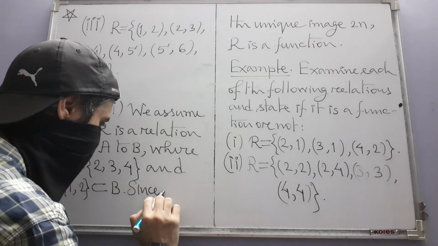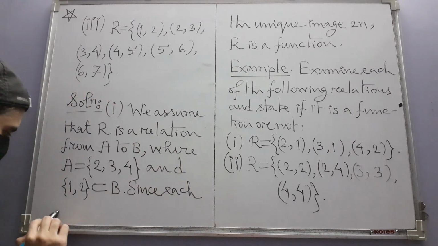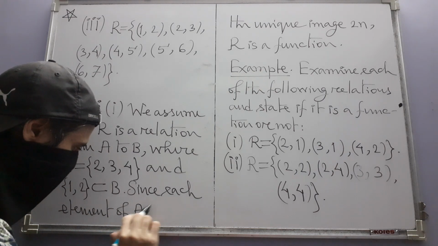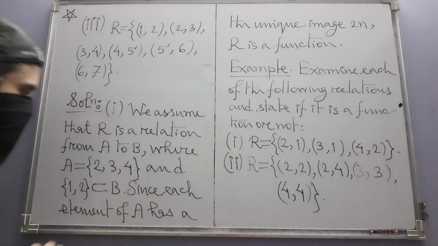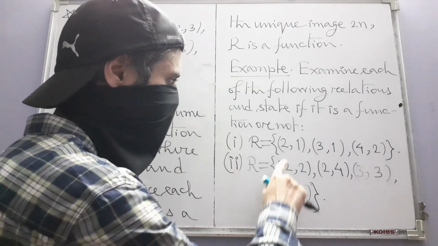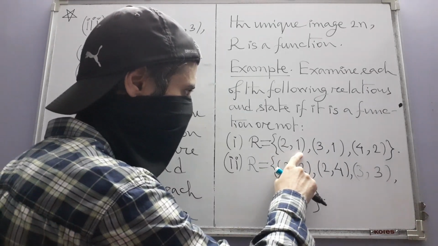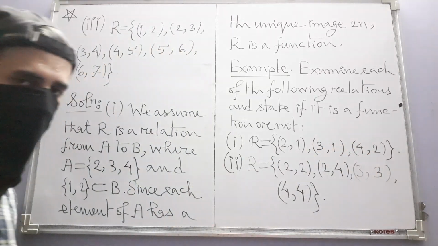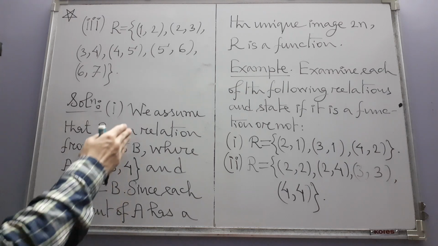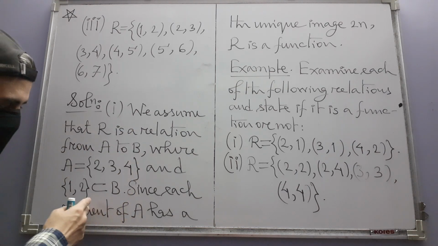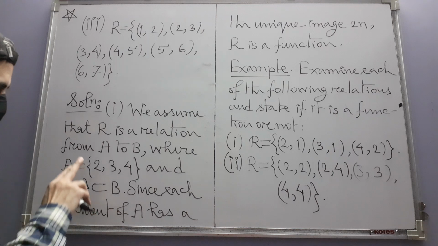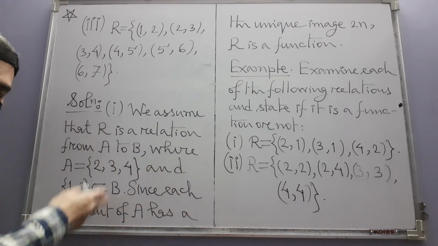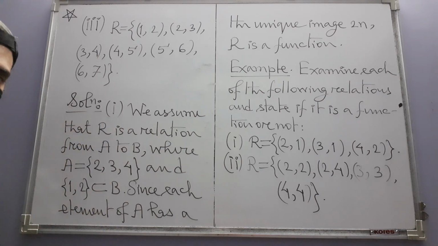Since each element of A has, are we having a unique image? Yes. The image of 2 is 1. We do not see any 2 elsewhere as the first element. Do you see, now it's so convenient to say things. Without the sets A and B, and especially without the set A, how can you fully know that this is a function or not a function?